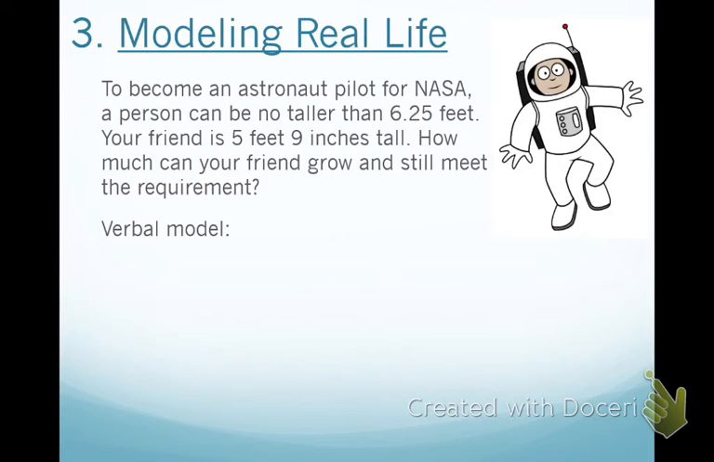All right, let's look at this modeling real life problem. To become an astronaut pilot for NASA, a person can be no taller than 6.25 feet. Your friend is 5 feet 9 inches tall. How much can your friend grow and still meet the requirement? Now, the first thing I want us to look at is we can see it says your friend is 5 feet 9 inches tall. I want us to go ahead and turn that into a decimal.